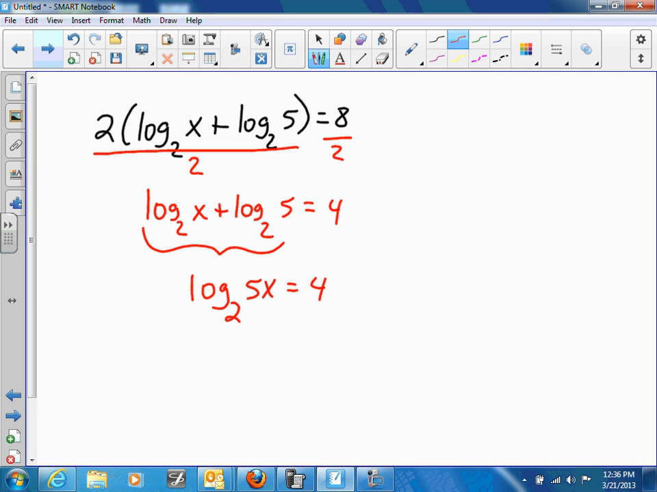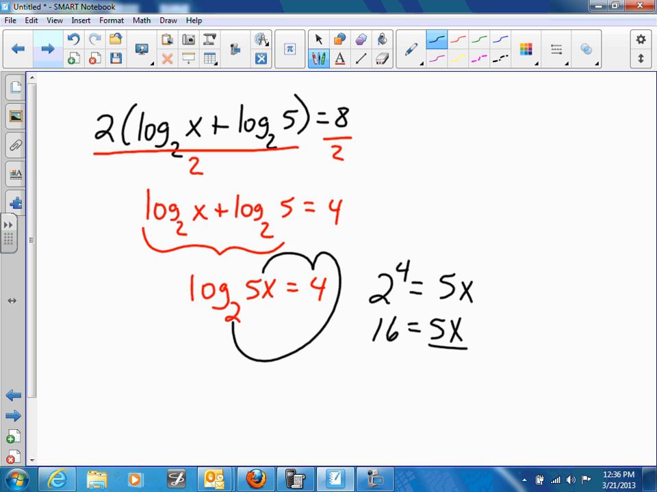Now that I'm at this point, I have one log on one side. Therefore, I can change this to an exponential. Remember, I heart logs. So this would be 2 to the 4th power equals 5x. And in doing so, now this is 16 equals 5x. And when I divide by 5, x is equal to 16/5. And then I can plug that back in, put this in the calculator and see if it equals 8, and it does.